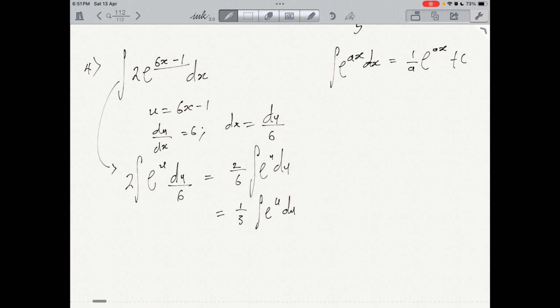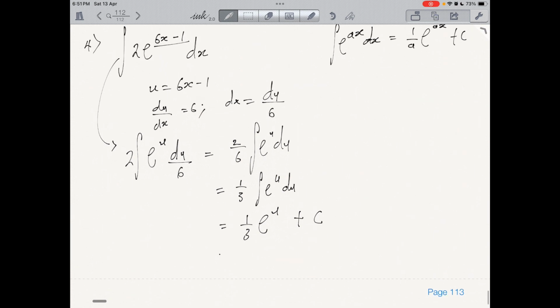Integrating exponential u, we will have exponential u. So this gives us 1 over 3 exponential u plus c. Then we substitute our u back as 1 over 3 exponential 6x minus 1 plus c.